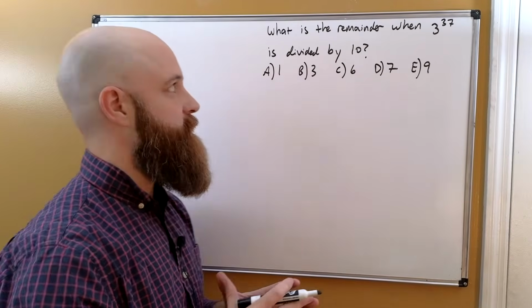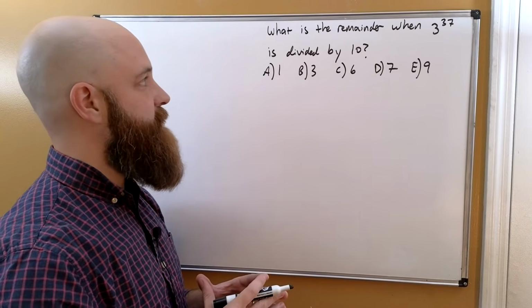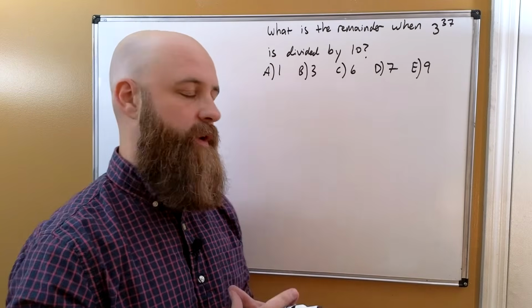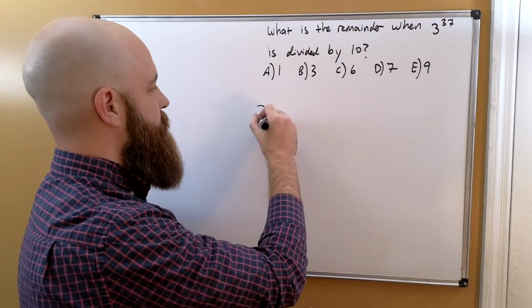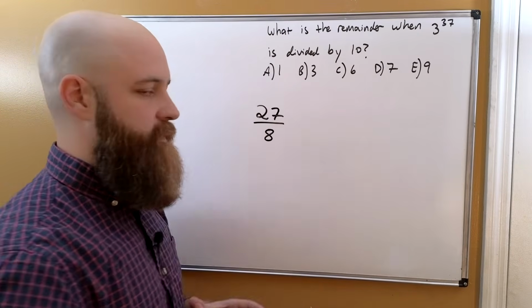All right, let's take a look at this one. What is the remainder when 3 to the 37 is divided by 10? Okay, so we've got this concept of remainder. So here's a quick review of that for anyone who wants a review of remainders. So let's do a concrete example. How about if I do 27 divided by 8? Okay, so what's the remainder there?